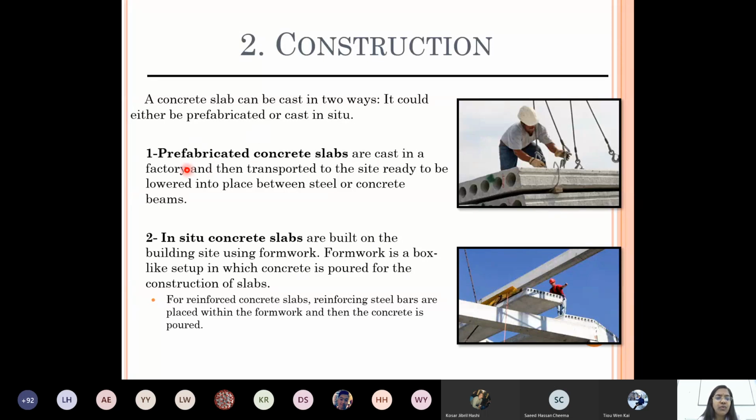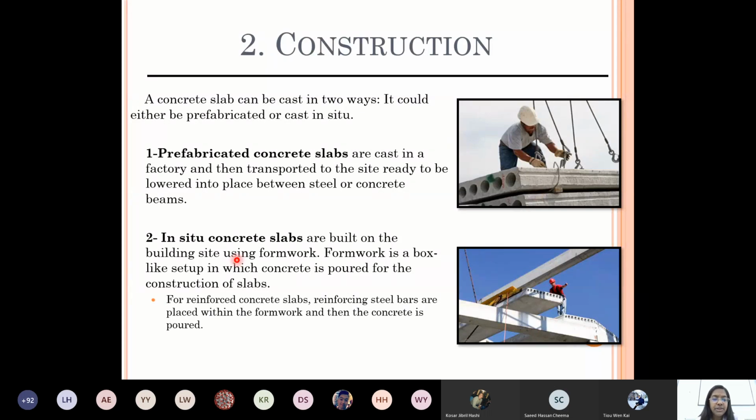Prefabricated concrete slabs are cast in a factory and then transported to the site, ready to be lowered into place between steel or concrete beams. All these blocks, sometimes it may be a wall, a beam, a window, any type of opening, right? They build all the blocks either reinforced or without reinforcement, with all the measurements and design following the drawing. The machineries are used at the factory to build these and then they are brought to the site. After proper curing and reaching the strength, they bring the blocks and the precast materials to the site.